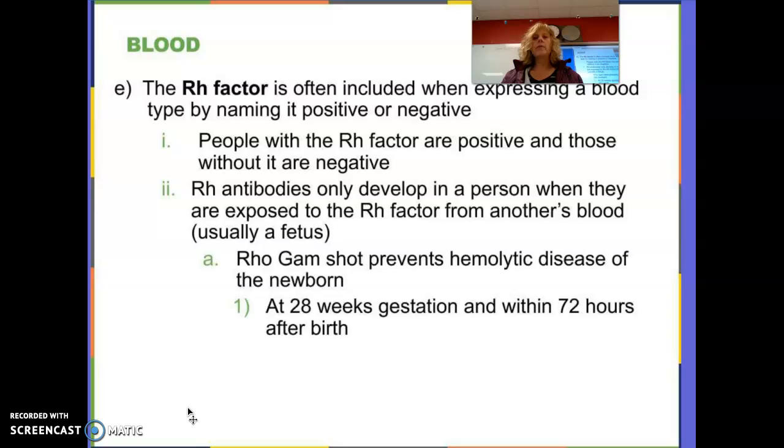then you don't have any antigens on the surface of your red blood cells, but you do make antibodies. You make anti-A and anti-B antibodies. So if you were given those bloods, your body would attack those type A blood or type B blood. So if you are type O blood, you can only receive type O.